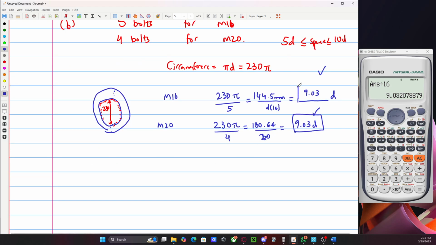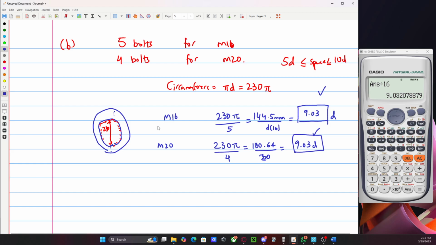Now, one may say that you can choose. Let's say you want to say something else. For example, you might say that 4 bolts are easier to manufacture than 5 bolts, right? You can go with that and say that M20 is better, right?